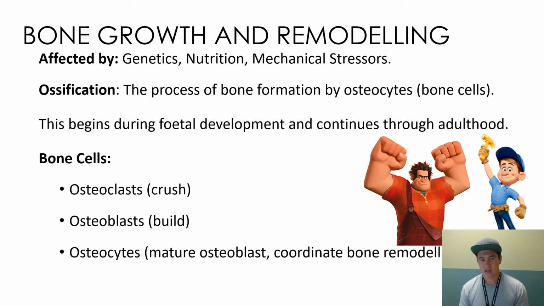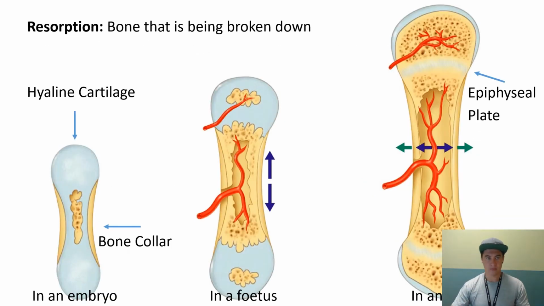Osteoclasts, think class C, crush, so they're our bone breaking cells. And then osteoblasts, think blast is such a B, they build bone. And then our osteocytes are mature osteoblasts that have built a whole lot of bone matrix into the structure of a bone. Once they've finished their job, they become fixed in that space and then coordinate bone remodeling from there on in.